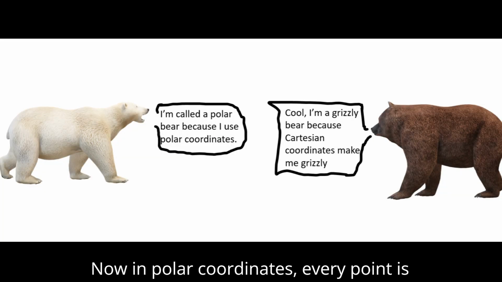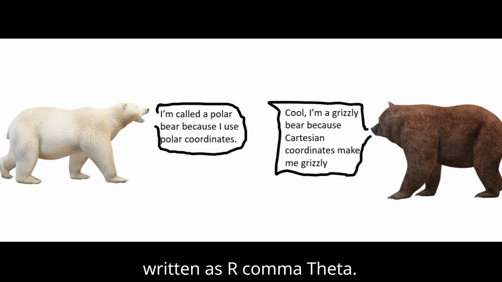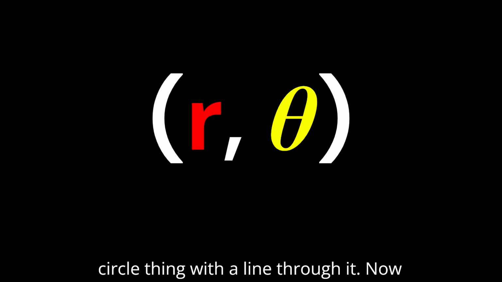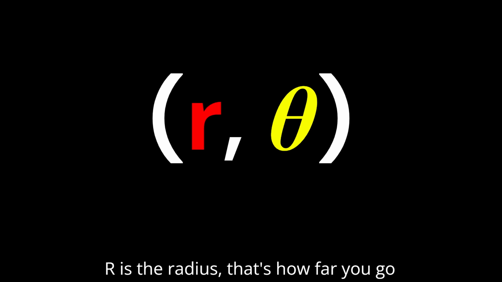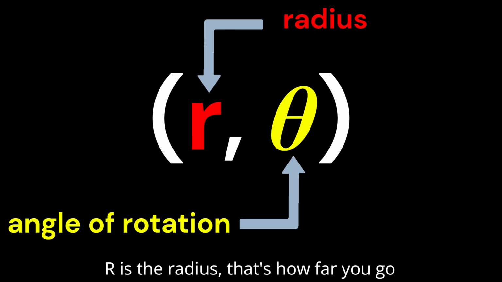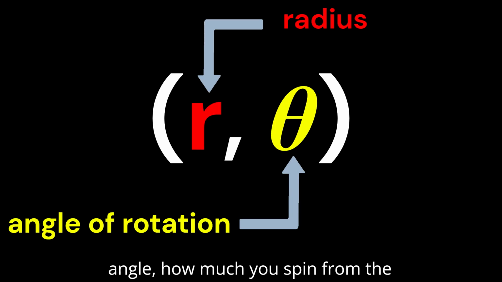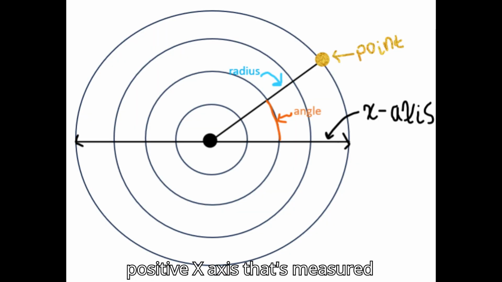Now, in polar coordinates, every point is written as r comma theta. That's this weird little kind of circle thing with a line through it. Now, r is the radius, that's how far you go from the center. Theta is the angle, how much you spin from the positive x-axis, that's measured counterclockwise.